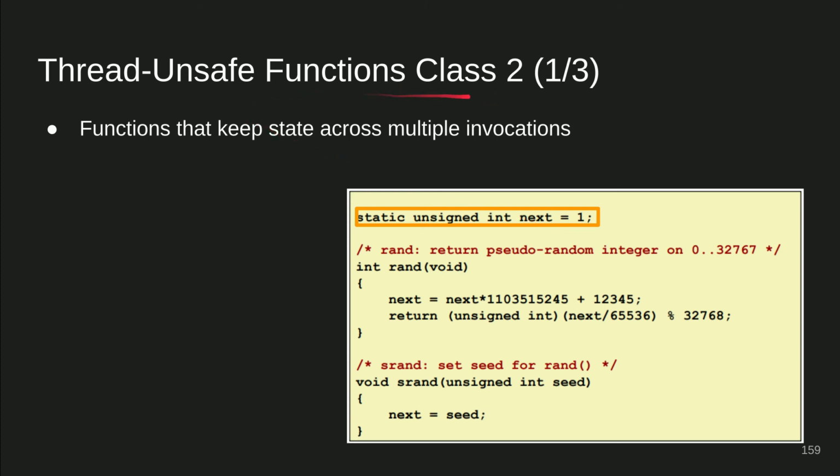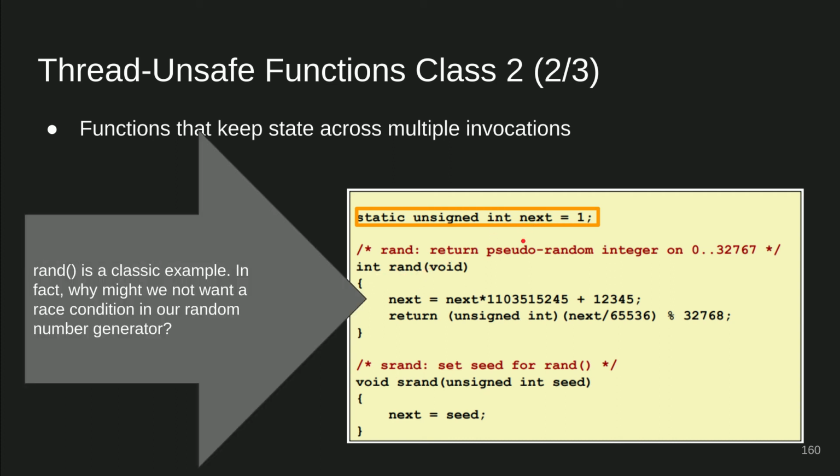The second thread safety issue is if you have functions that keep state across multiple invocations. Again, you have some perhaps static variable here, and it's just called next. And then you have this function rand. Rand is a random number generator. It just returns a random number back. It uses this variable next to multiply by this value and generate a new random number. It does a pretty good job, but if I call rand in many threads all at the same time, it might share this next value. It's a classic example.